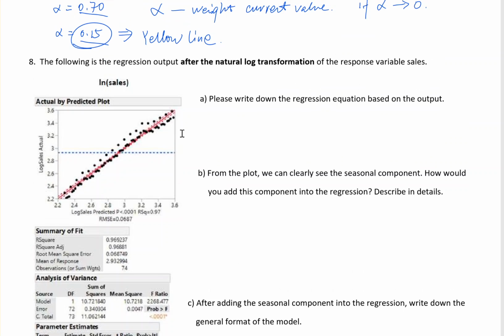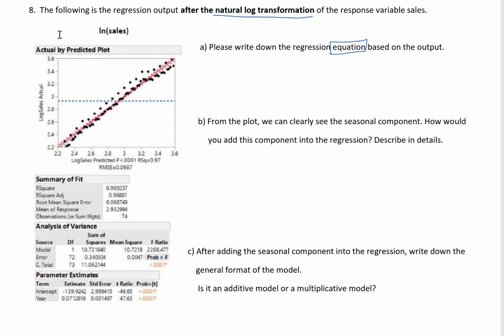All right, so for number 8, number 8 is the regression output after the natural log transformation of the response variable, cells. In number 8, write down the regression equation based on the output. So here we look for the equation. It will be y hat equals whatever you got for b0 and b1, and then with the x, right? Okay, so this is the output.